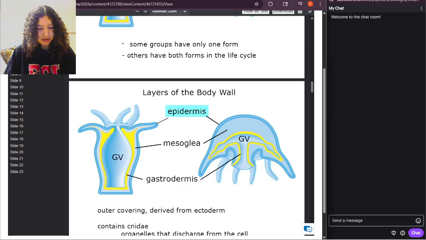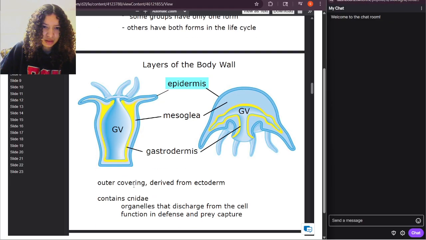Layers of the body wall. So I'm just going to draw a little jellyfish. Oh, no, I'm so bad at this. So I guess that outermost layer of skin is the epidermis. Epidermis. Mesoglea, gastrodermis.